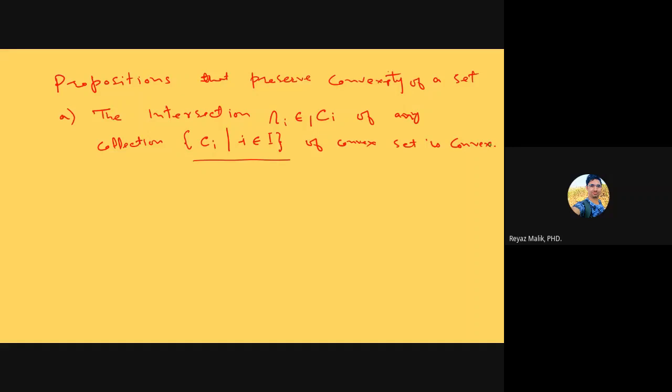As you know, we see intersection in sets, for example in probability, probability of A intersection B. For example, with set A equal to 1, 2, 3 and set B equal to 3, 4, 5, the intersection will be 3. So the intersection of two convex sets will be convex. Remember that is the first proposition.